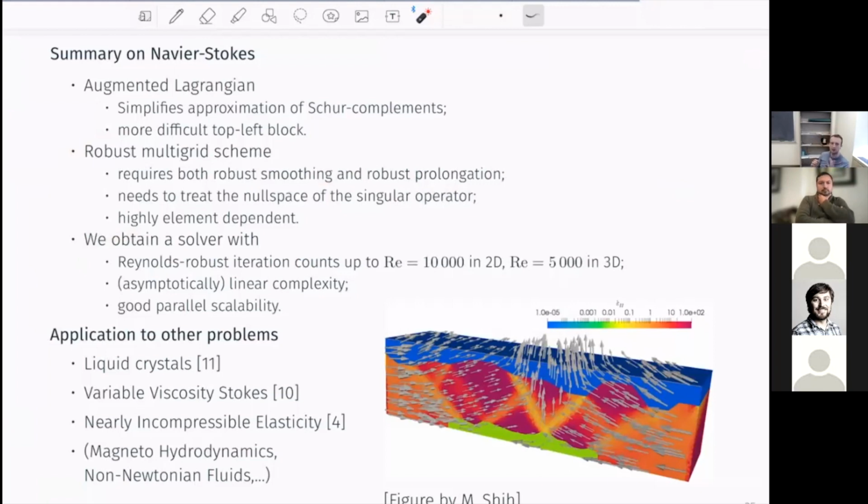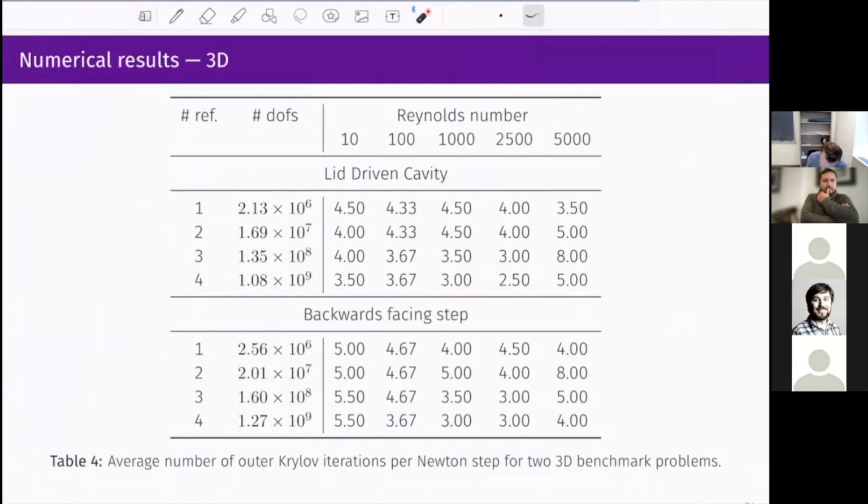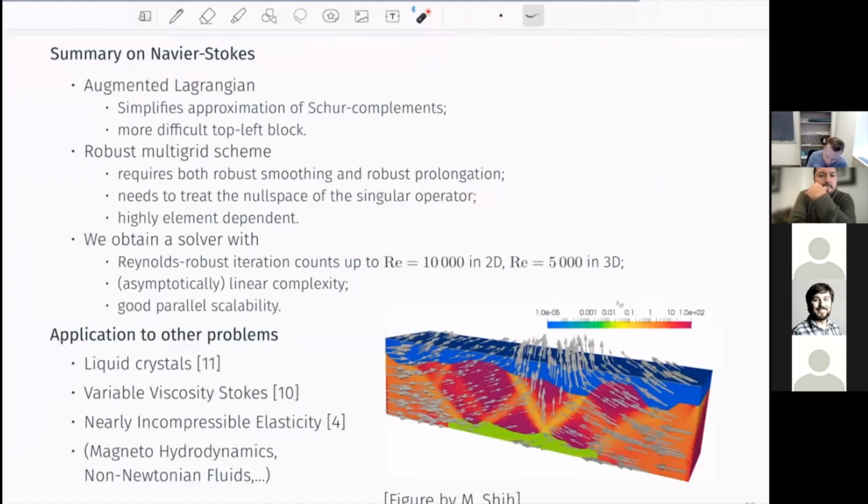And then when applied to the Navier-Stokes equations, we end up with a solver that is robust in 2D up to Reynolds number 10,000, in 3D up to Reynolds number 5,000. It has linear complexity, good parallel scalability, and I don't think I highlighted this here, but these problems have over 1 billion degrees of freedom. So we ran this on the UK supercomputer on like 25,000 cores, and it scales well in parallel. And as I said before, there are extensions to other problems.